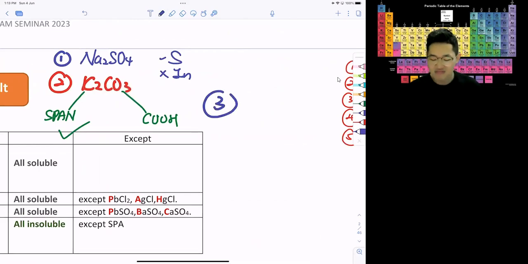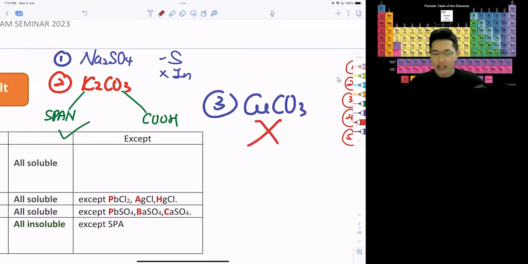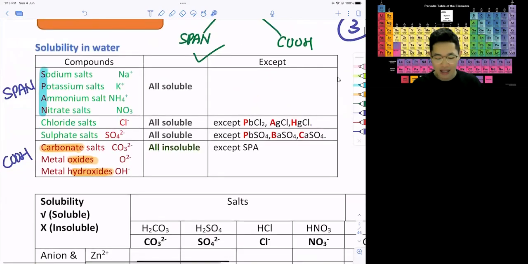Okay, then last example. CuCO3. Soluble or not? This one will be insoluble. Yes, very good. Okay, just like that.